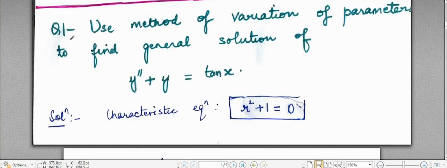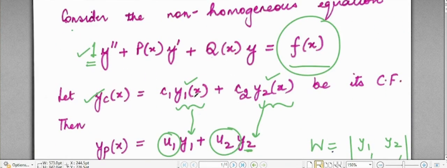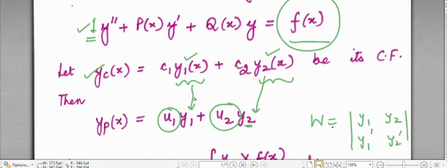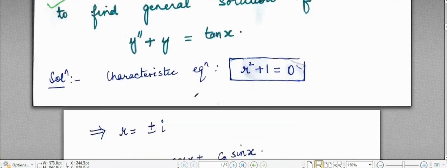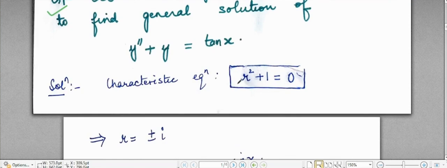So let's have the first question. You can see that it says use the method of variation of parameters to find the general solution of this differential equation. We know that this differential equation cannot be solved using the method of undetermined coefficients because there's no way you can guess your trial YP. So let's quickly first find out YC. There are primarily three steps involved in the method of variation of parameters. So the first step is, let's quickly first figure out what YC is.